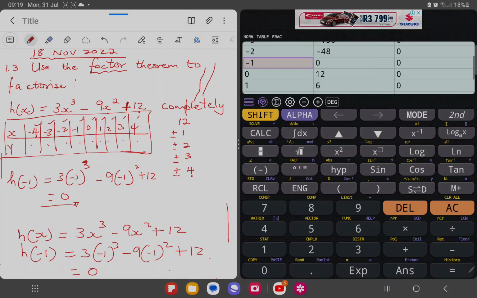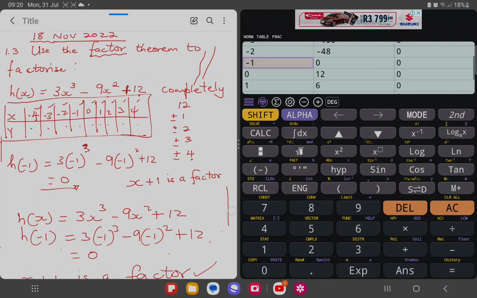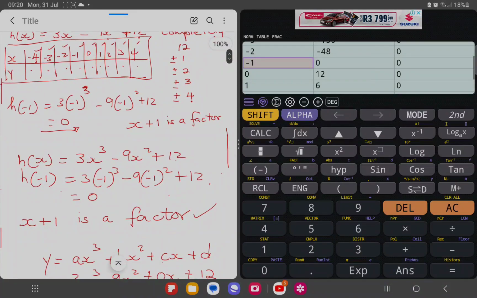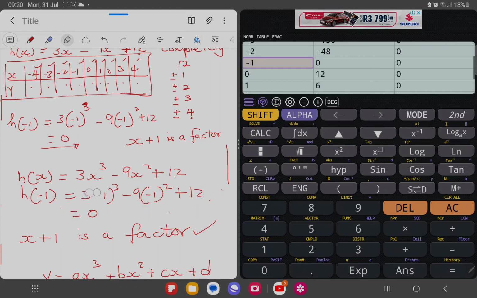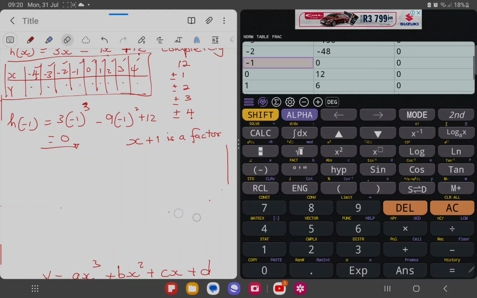So what does that mean? If you have substituted negative 1 in place of x and got 0, it means x plus 1 is a factor. X plus 1 is a factor. Now let's move to the next step. Let me erase this one, because it's a repetition of what we have just rewritten there.